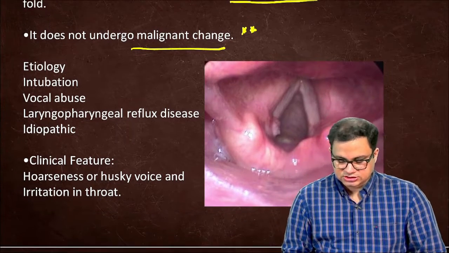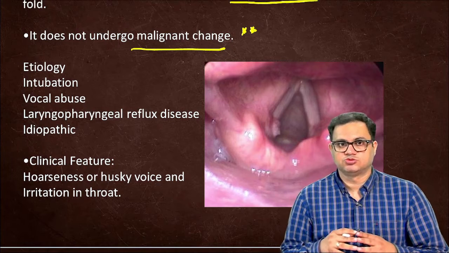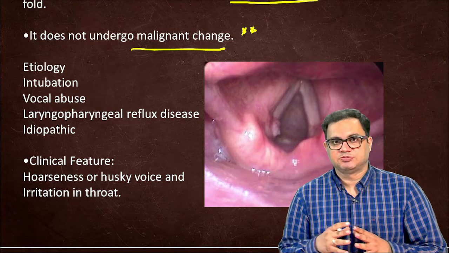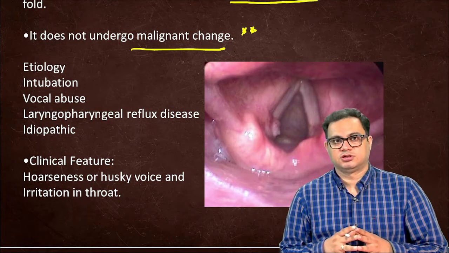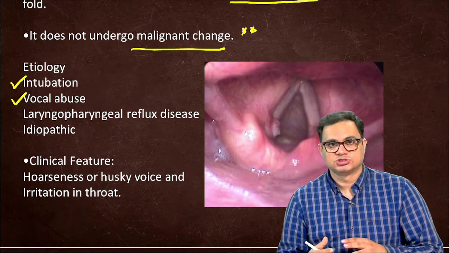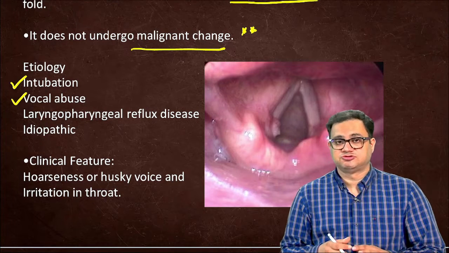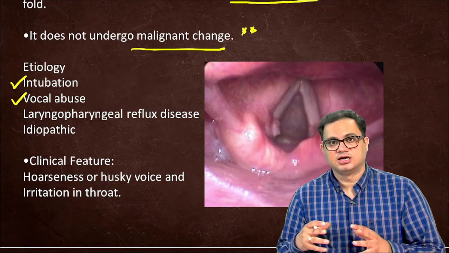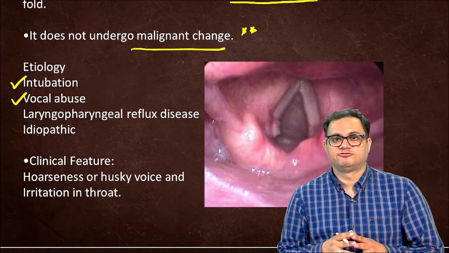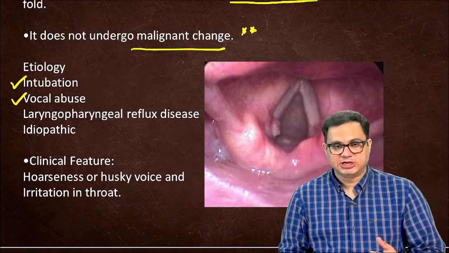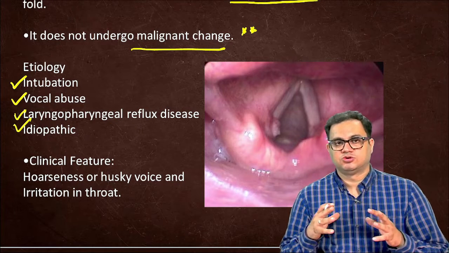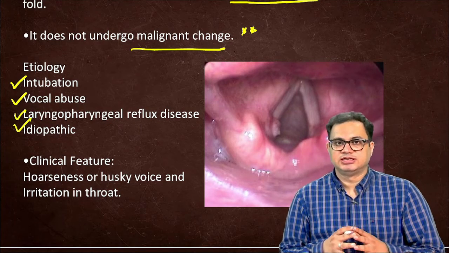The patient usually presents to us with a hoarse or husky voice or irritation in the throat. So etiology can be that such patients may have undergone intubation, or there may be a history of vocal abuse or laryngopharyngeal reflux disease, which is an underdiagnosed condition. So LPR basically is one of the most common etiologies of contact ulcer, and it can be idiopathic also. So the clinical features, as I said, the voice will be hoarse, it will be husky, and there will be an irritation in the throat.